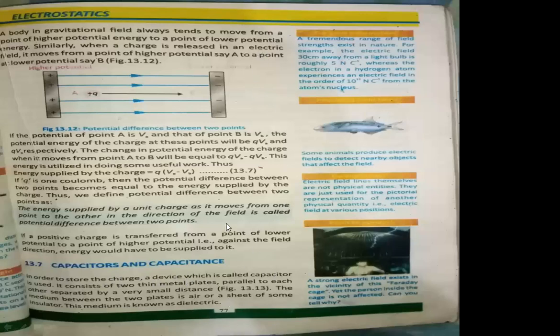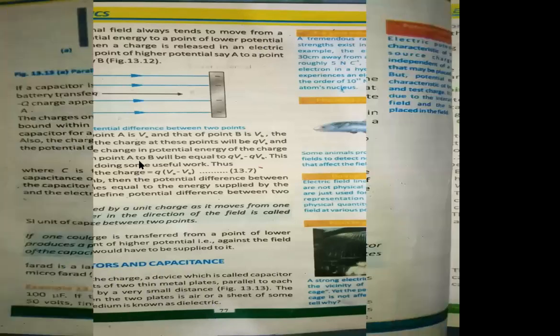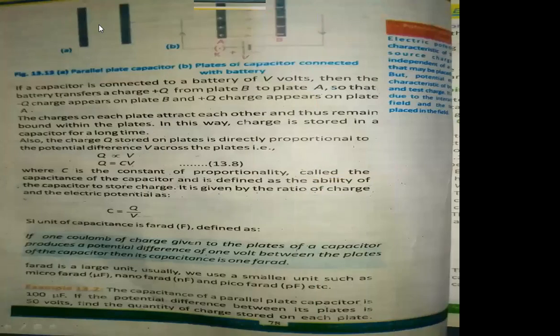So what does it consist of? This is the construction of how the capacitor is made. It consists of two thin metal plates, parallel to each other, separated by a very small distance. The medium between the two plates is air, a sheet of paper, or some insulator. The medium is known as the dielectric. Suppose these are the two thin plates.